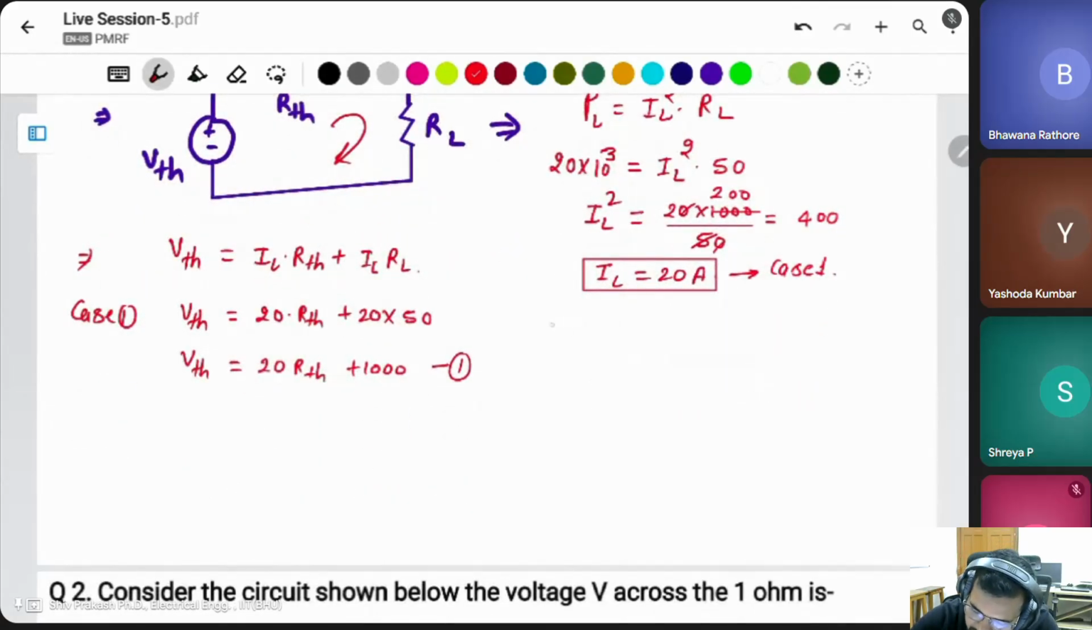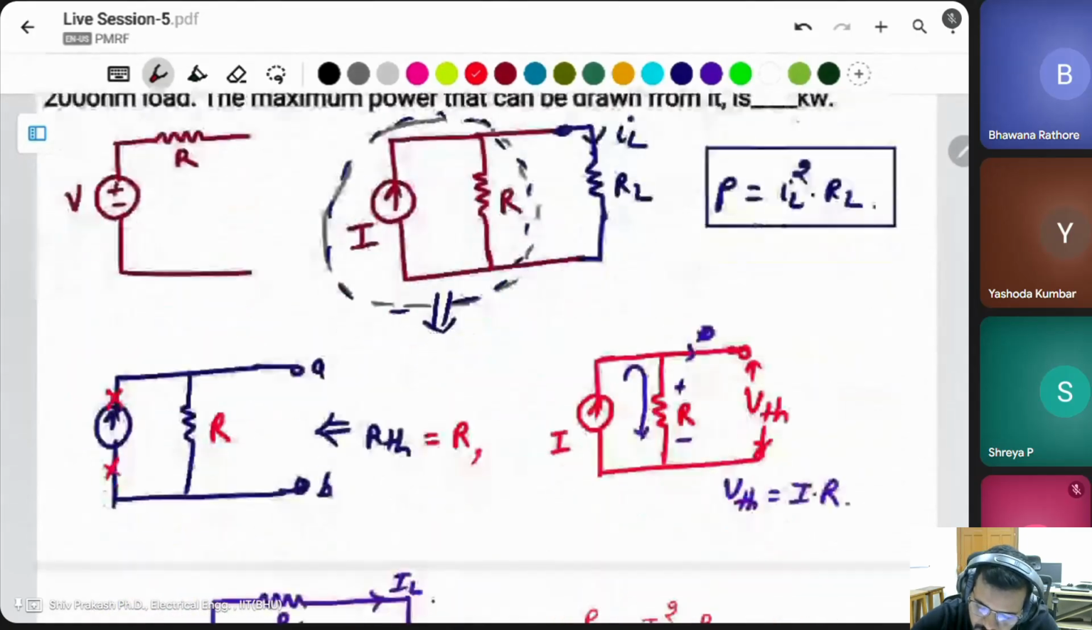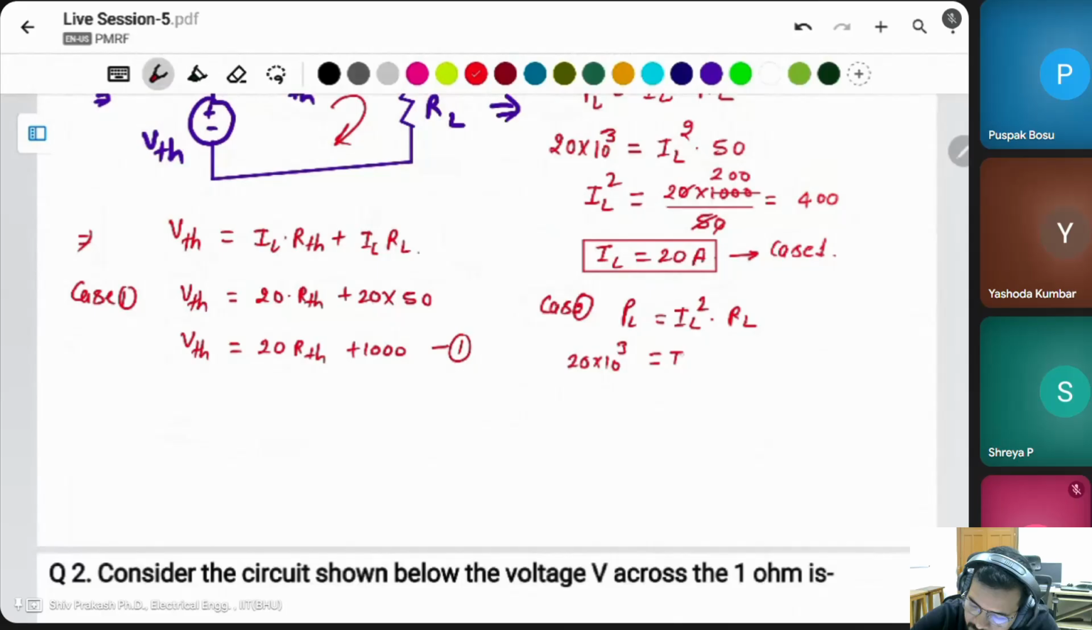Then case 2. Same, PL is equal to IL square into RL. In this case, this is also the same 20 kilowatt, for a 200 ohm load. IL square into 200. Then IL square is equal to 20 into 1000 divided by 200. This will be 100. Then what is the IL? IL is 10 ampere for this case.